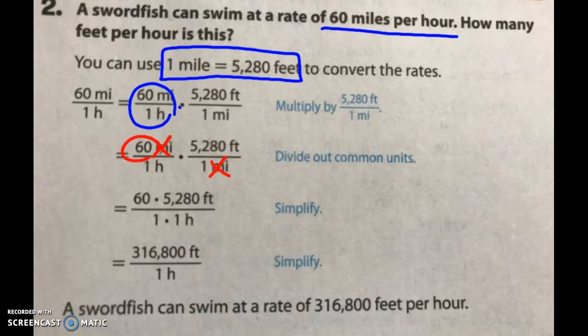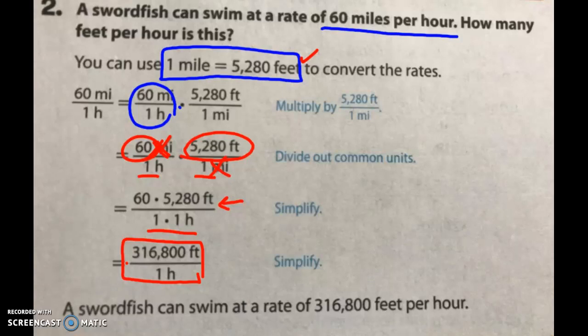What we have left is the 60 and the 5,280 feet, just like you see right here. And they're multiplying that. And then on the bottom is 1 hour and 1 right there. When they multiply those two numbers out, you're going to end up with this number, 316,800 feet per 1 hour. And that would be your final answer, okay? So the trick here really is knowing what conversion factor is going to help us cancel out those units so we get to the end of what we want.